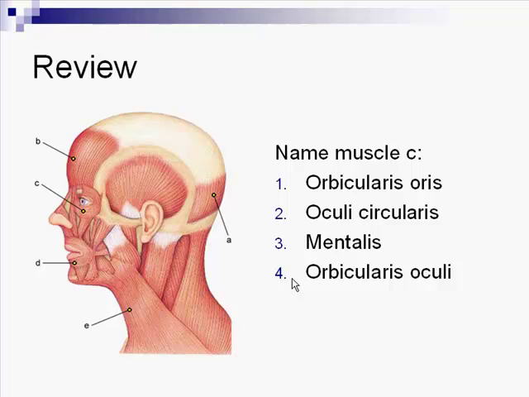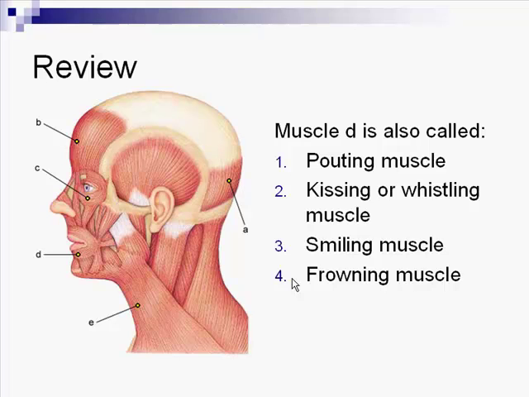Muscle number C is, if you said 4, you'd be correct. Be careful, because remember, orbicularis is circular and oris has to do with the mouth, so it's number 4. D is also called, remember, the orbicularis oris muscle, and it's the kissing or whistling muscle.